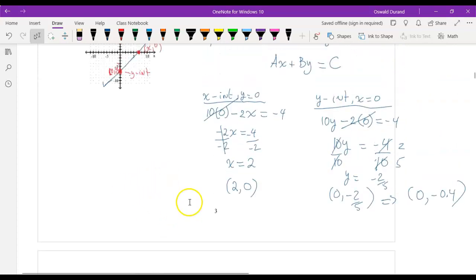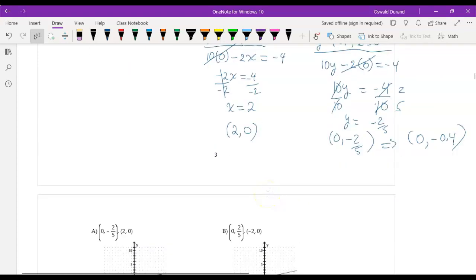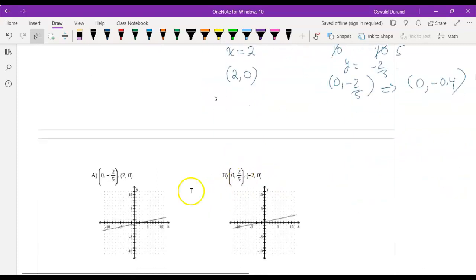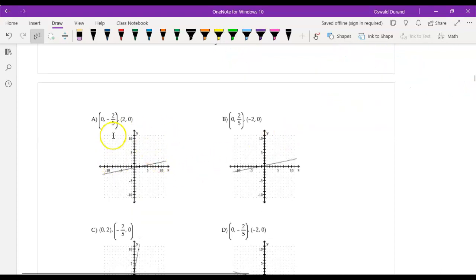So basically, you have a multiple choice here. We know that the x-intercept is at (2, 0). That's what we have here. And we also know that the y-intercept is at (0, negative 2/5). And this is it. Okay? (2, 0) and (0, negative 2/5). That's the line.